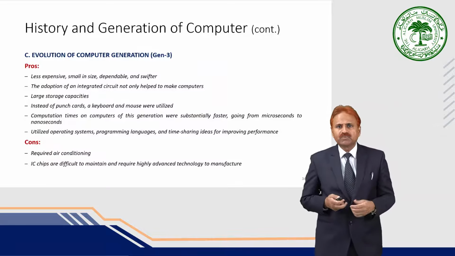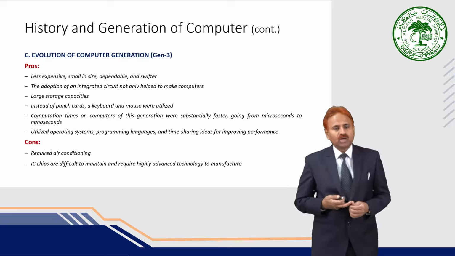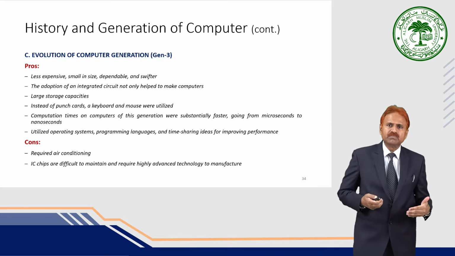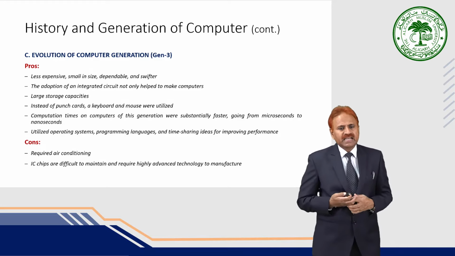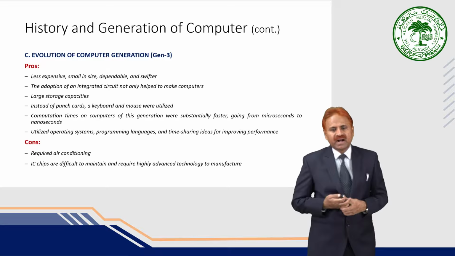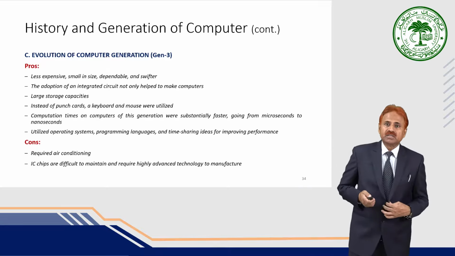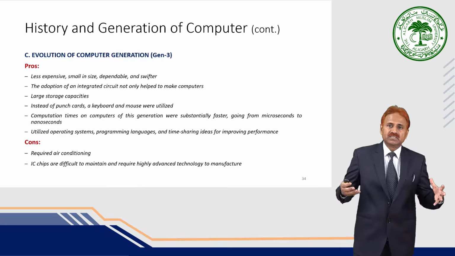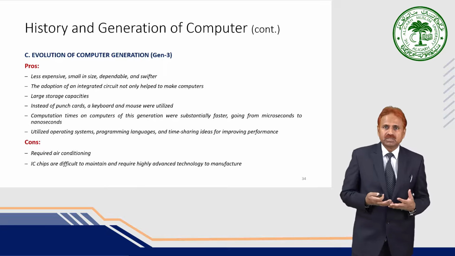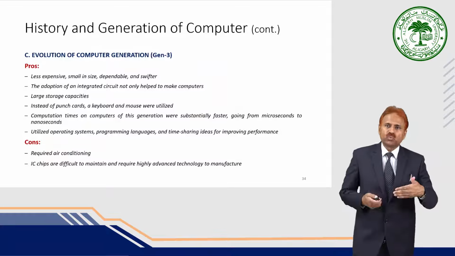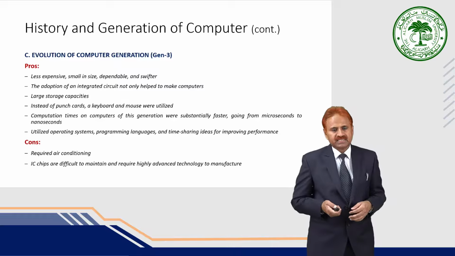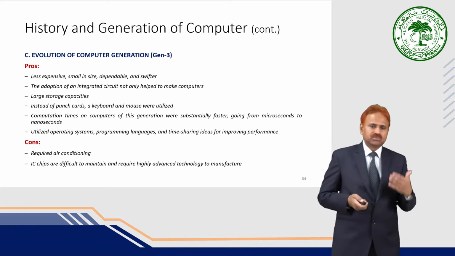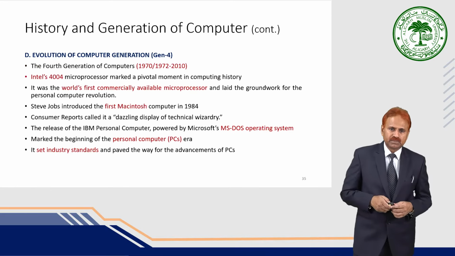So these are some of the pros of this generation of computers, while in the cons, they required air conditioning for cooling the system, because heat is still generated, not that much, but still generated. IC chips are difficult to maintain and require highly advanced technology to manufacture. Manufacturing IC technology is not very prevalent; not everywhere can you produce this. This requires a special environment, I mean to say, and labs to create IC chips. So these are some of the limitations, or cons, of the third generation computers.